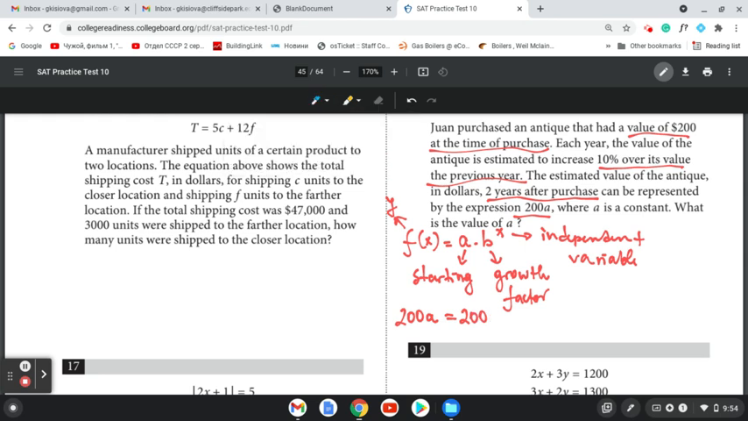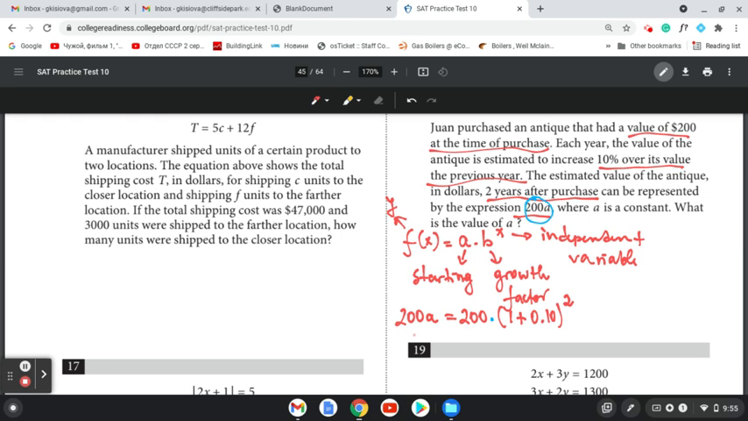So the output is how much that antique will be valued at after the ending of the 2 years. I get that information from here, and that's why I replace f of x with it. The starting amount is 200 at the beginning of the purchase. The growth factor will be how much the value increases. However, remember, it is not only 10%. We get it by 1 plus 10%. That's how we get the growth factor. And then x is the amount of years.